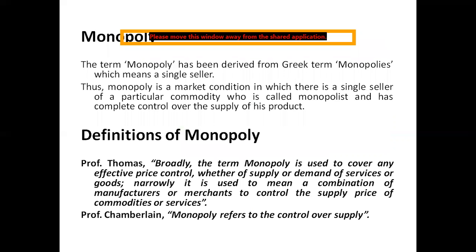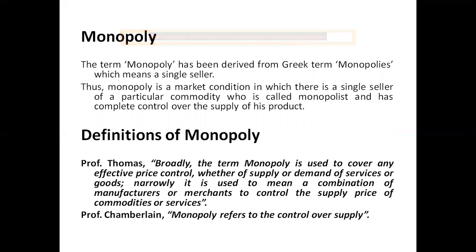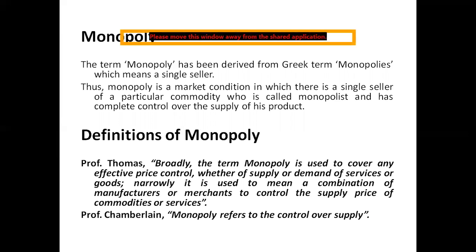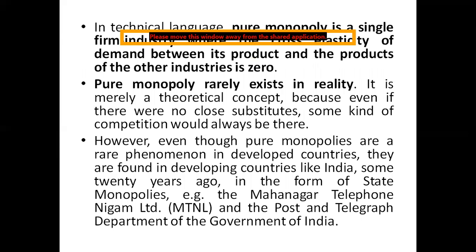So, what is a monopoly? The word is derived from a Greek word which means a single seller. If I talk about the definition of monopoly, it is used to cover any effective power control, whether of supply or demand of services or goods. It is used to mean a combination of manufacturers or merchants to control the supply price of commodities or services. So basically, monopoly refers to control over supply.